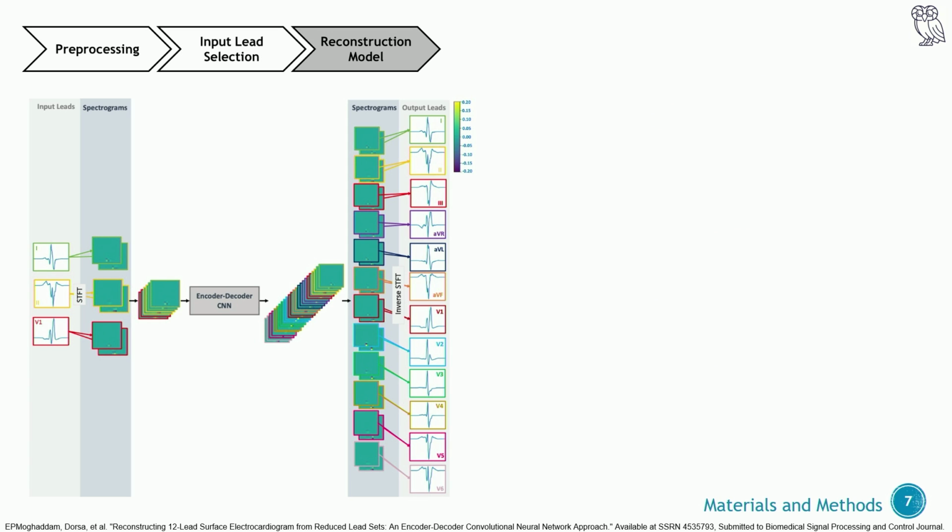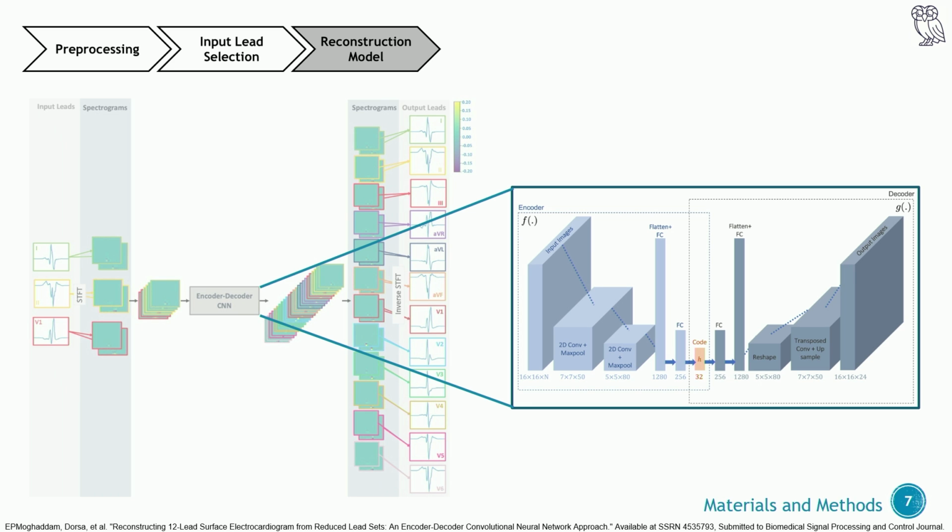Now let's take a look at the overall flow of the model that we have so far. This is just one specific example I randomly picked. We have 3 leads as input, lead 1, 2, and V1. We transform them into time frequency domain just to get a better representation, and then we feed them to an encoder-decoder CNN. At the end, we get the information on 12 lead ECGs in a time-frequency domain, and then we convert them into time domain just to get that nice looking signal that is familiar for cardiologists.